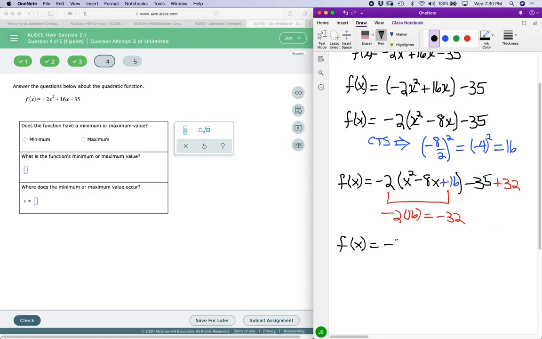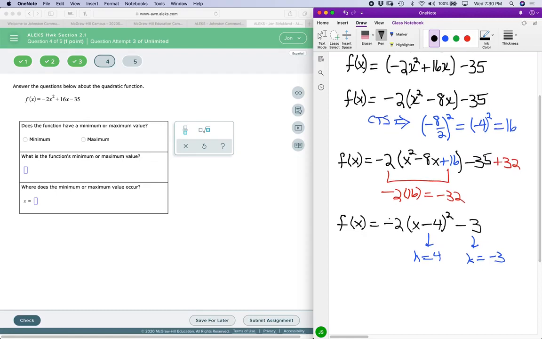And we have f of x equal to negative 2 times x squared minus 8x plus 16, which will be a squared trinomial, the square of x minus 4. Negative 35 plus 32 is going to be negative 3. And we have the vertex: your h value is going to be 4, and the k value is going to be negative 3. So we have the coefficient a, which is negative 2, and because we have a negative sign, that means that the graph opens down from the vertex.